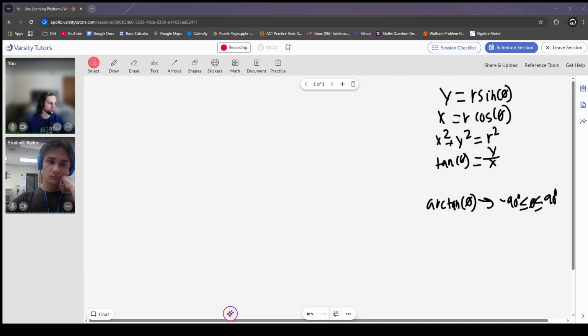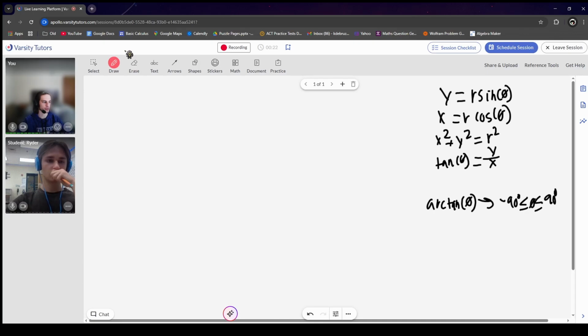It's a little different when we're talking about functions. So let's say we had, ooh, this will be a fun one, y is equal to 3x plus 2. We want this in polar coordinates. What should we do?